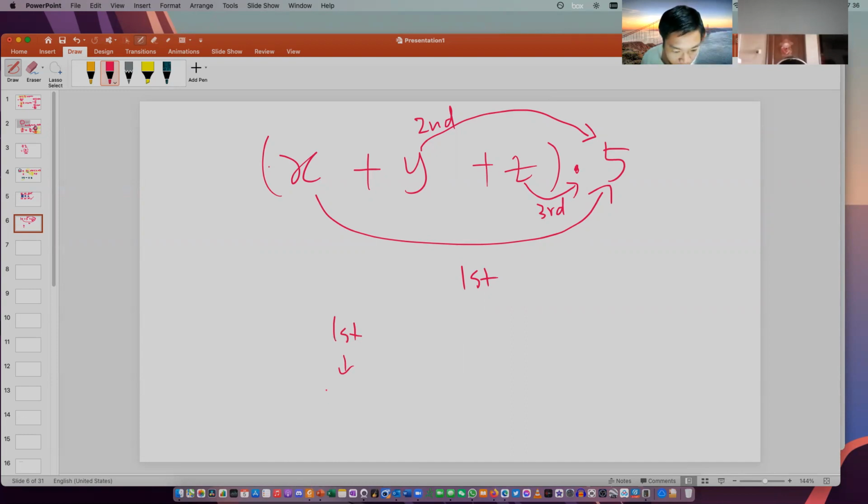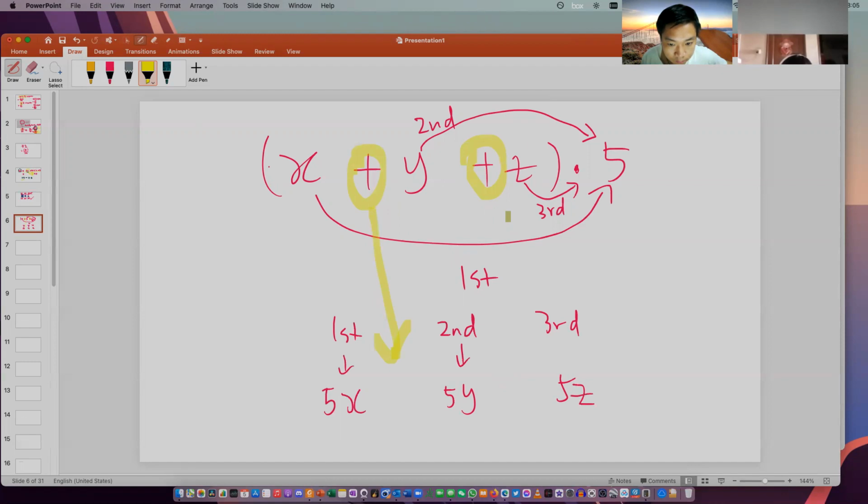5x. And what's the result after second? 5y. And what's the result after third? 5z. And then in between, you need to fill out with plus. Can you not see? They are separated by plus.